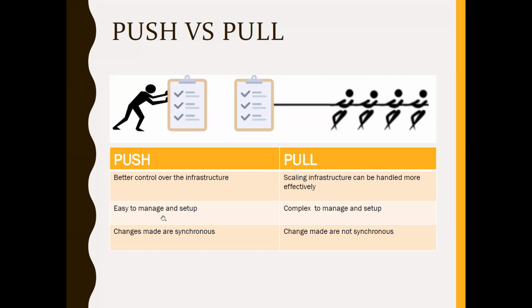Easy to manage and set up: it's very simple to set up push configuration tools because no client software needs to be executed on the target machines. Pull is complex to set up. Let's say you don't have enough time or resources to do the setup. Better you go for push configuration. Changes are applied immediately here, but that's not the case with a pull tool.